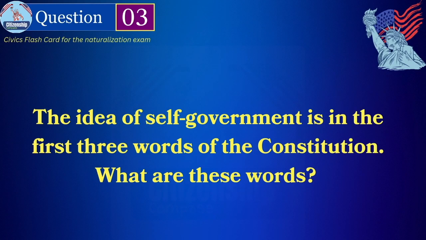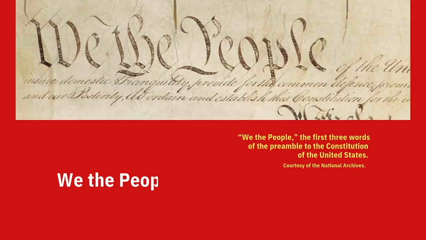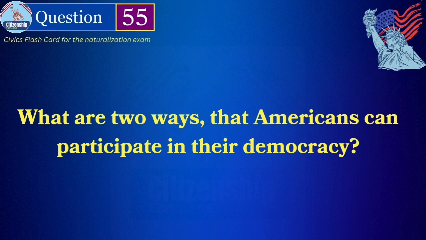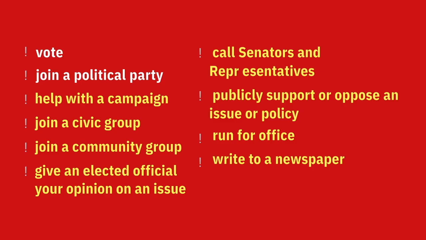The idea of self-government is in the first 3 words of the Constitution. What are these words? We the people. What are two ways that Americans can participate in their democracy? Vote. Join a political party.